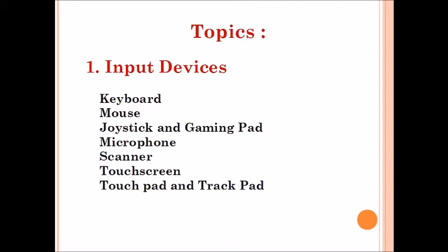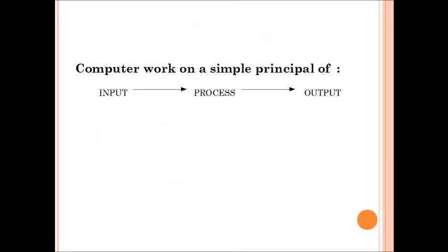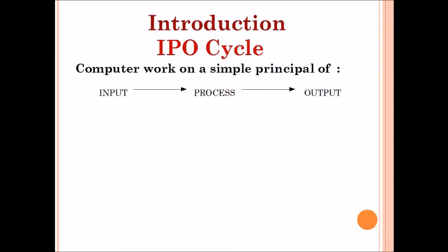Today in this chapter we are discussing all the input devices and output devices. There are multiple input devices, so let's learn. First, this is the introduction. This is our IPO cycle. The computer works on a simple principle: first input, process and output.